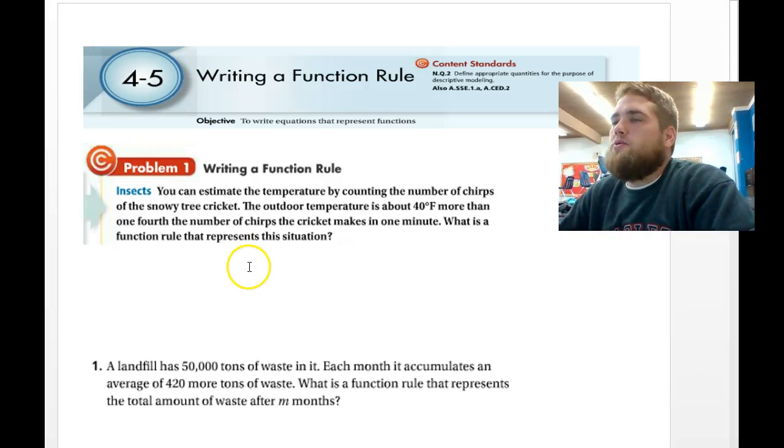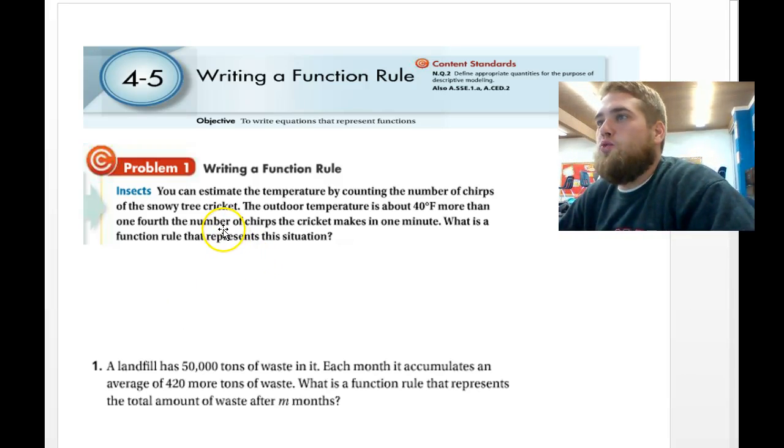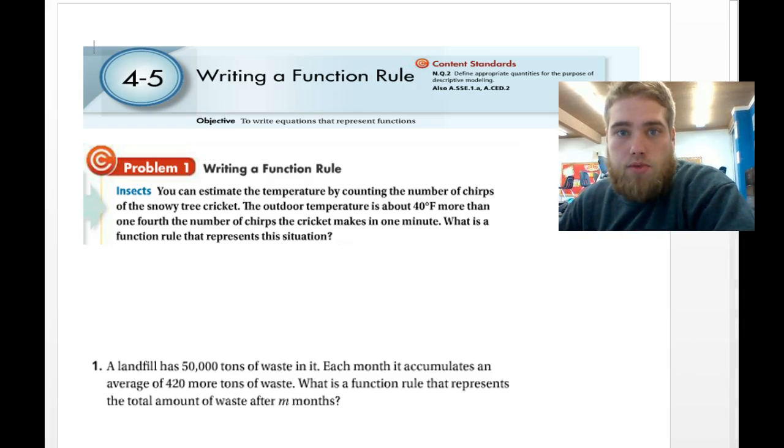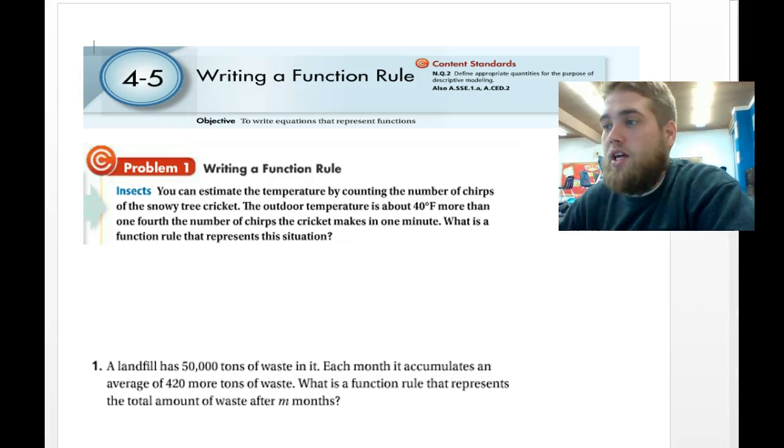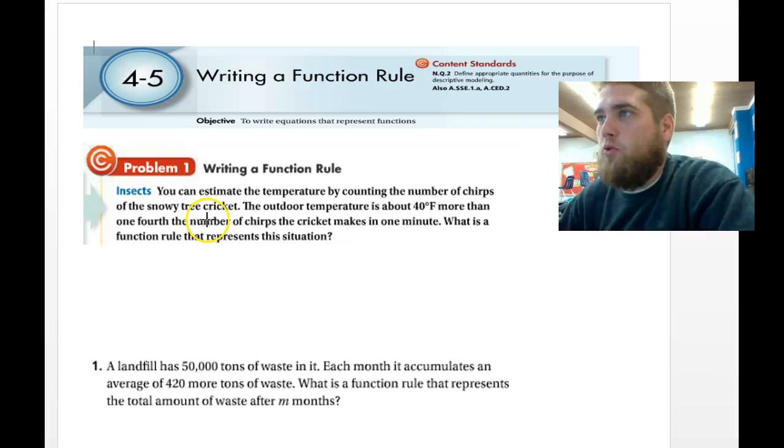Okay, so guys, welcome to the 4.5 writing a function rule notes. So, once again, today it's all word problems. So, don't be scared. Do the word problems. You can do it. Go team. Hashtag don't fail Algebra 1.